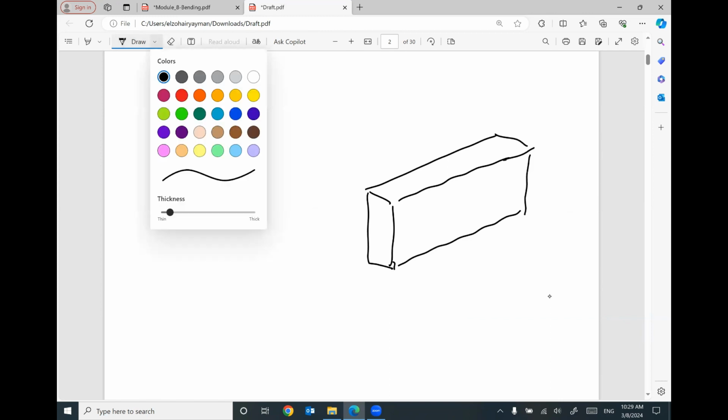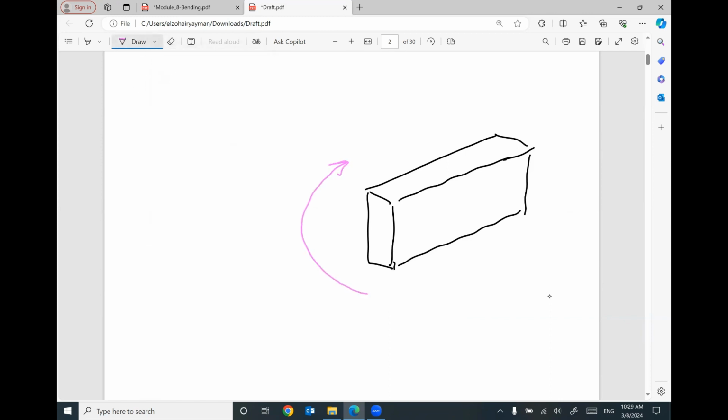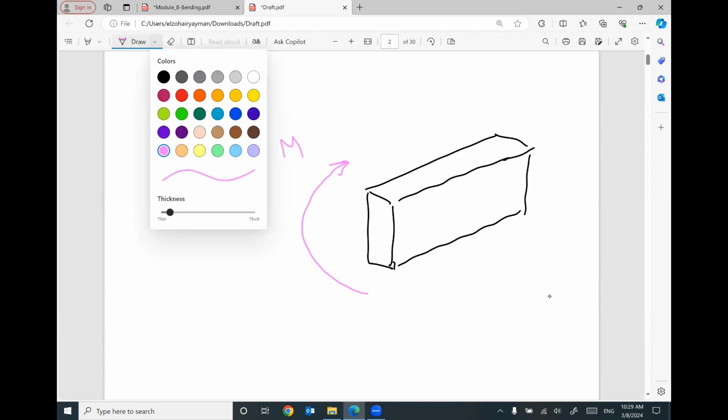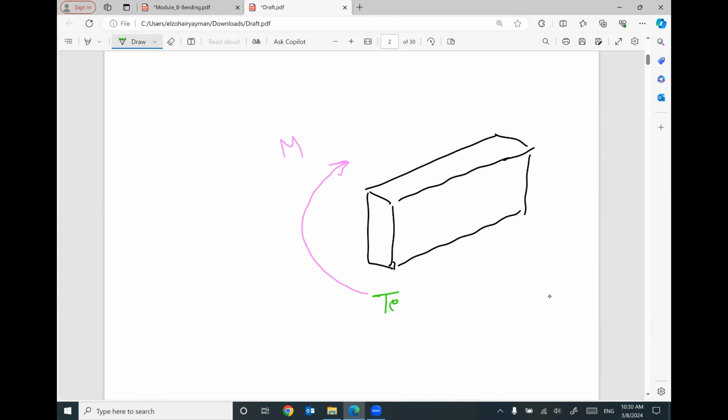And this member is under the effect of this moment. We should understand this concept. Based on this given arrow of the bending moment, I should expect tension at the tail of the arrow and compression on the side of the head of the arrow. So this side of the cross section will be under tension, and this side of the cross section will be under compression.